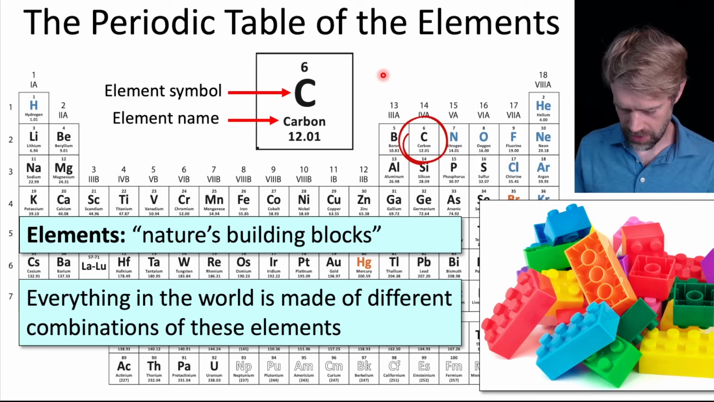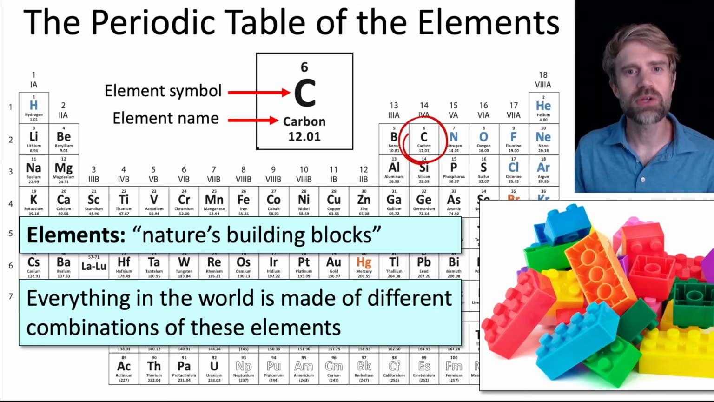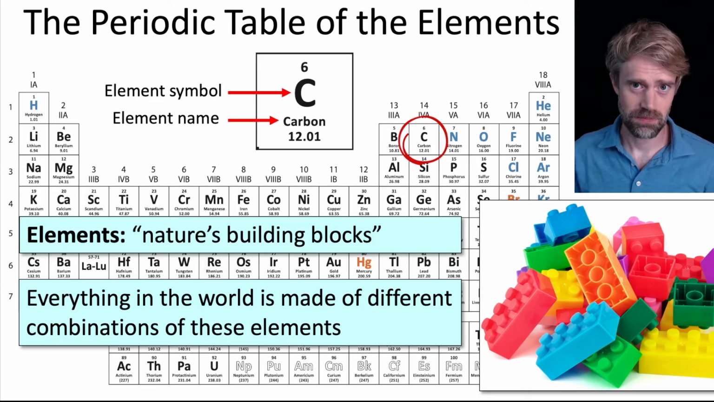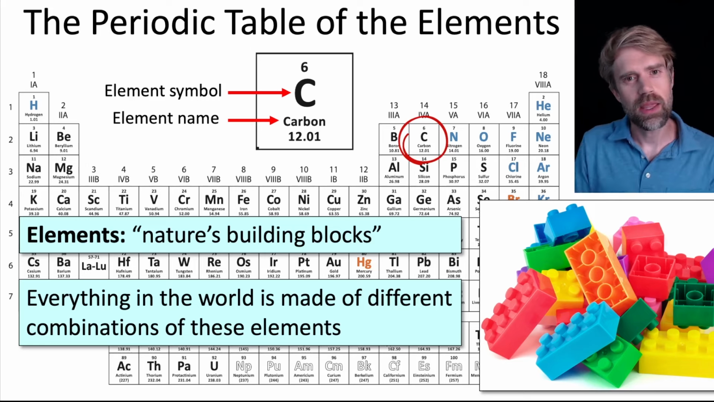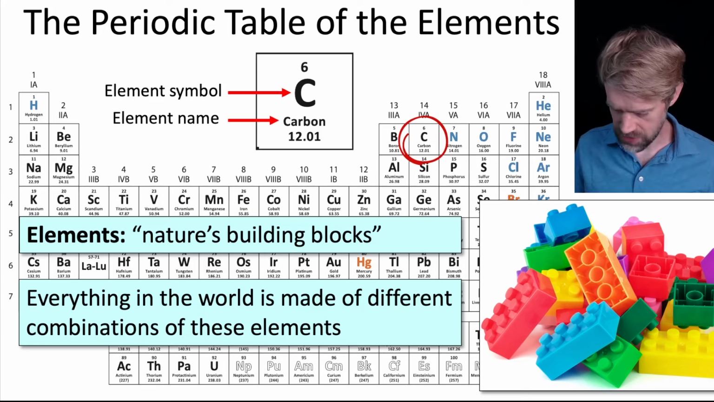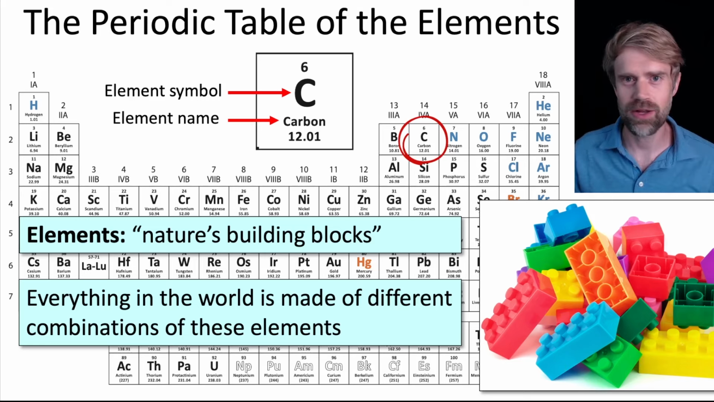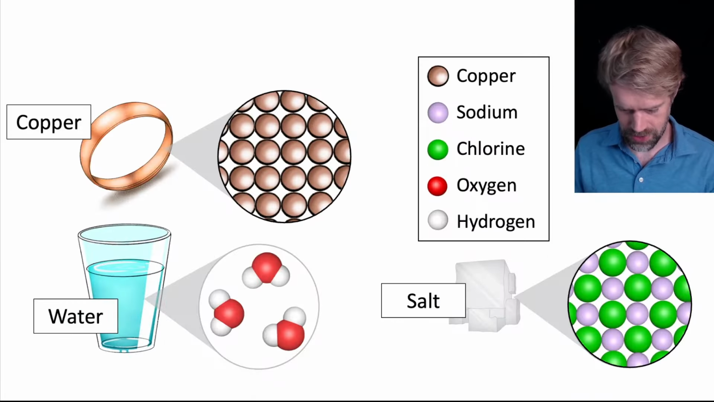Now, there are over 100 elements, and they're organized here on the periodic table. Each element lives in its own little square, and it has its own name and its own symbol. You can think of elements kind of like nature's building blocks, because everything in the world around us is made of different combinations of these elements. So I like to think of them sort of as Legos or building blocks. You've got 100 different elements, and nature uses those to build everything in the world around us.